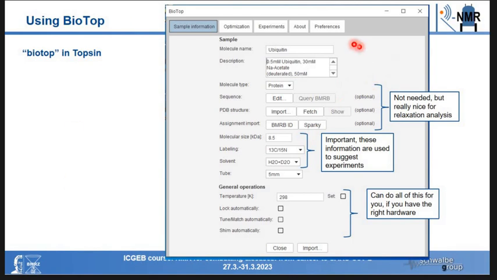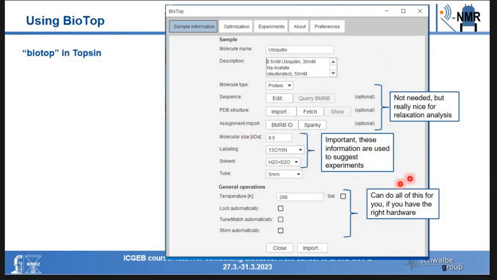You get the first page where you have the sample information. This is only for you: molecule name, a description. Then you have here an optional part that you don't have to fill out, but it's really nice for relaxation analysis. This is not for the 3Ds, but just to be complete with the Biotop. You can put in the sequence of the protein, a PDB structure, and also the assignment. And if you have all this, you can later automatically run your relaxation spectra and have the results plotted on the protein basically with one click. It's really nice.